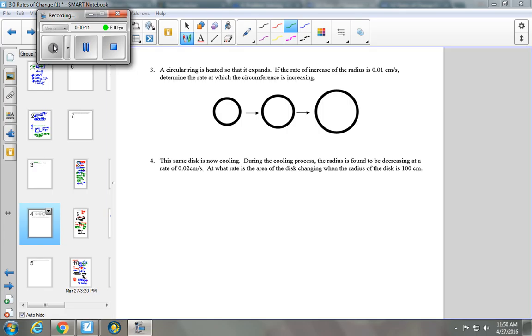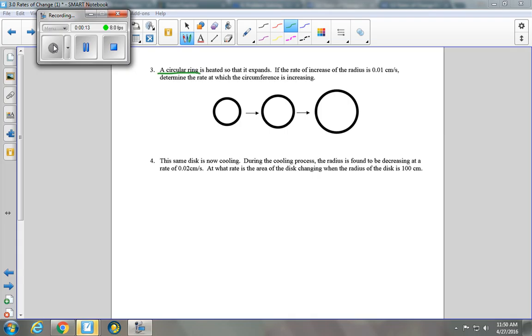So this one says a circular ring is heated so that it expands. If the rate of increase of the radius is 0.01 centimeters per second, so that's a rate they've already given us in these ones now, right? Determine the rate at which the circumference is increasing. So now these problems from now on, they're going to have 2 rates that we're dealing with.